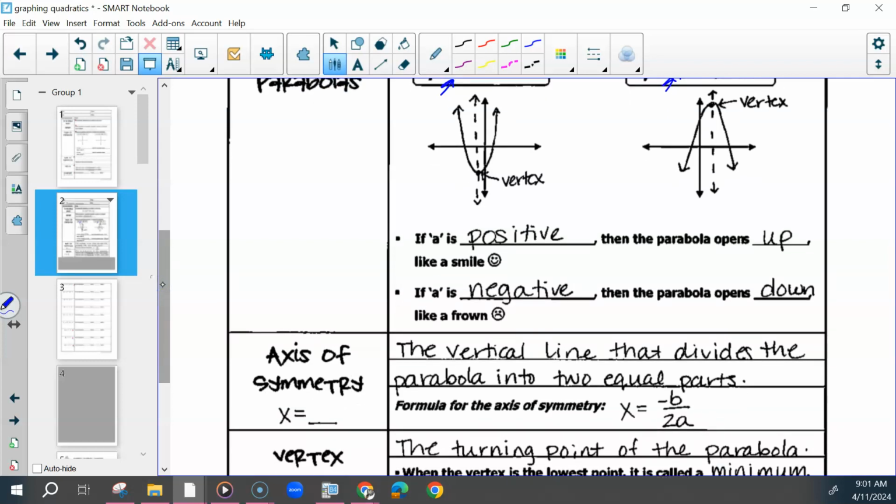Does anyone still need the graphs piece? When finding the axis of symmetry, there's a formula that you're going to use. X equals negative b over 2a. And after you simplify that, you get x equals some number, so that would be some vertical line.